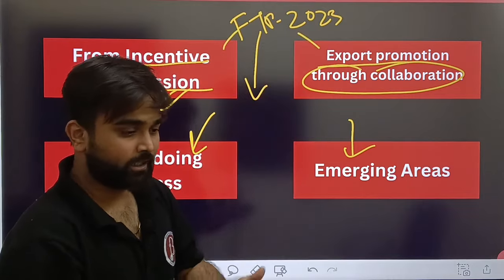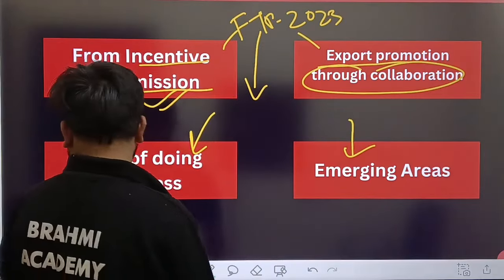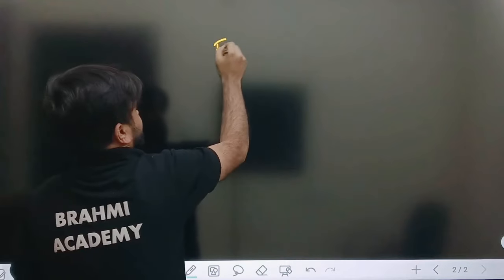1, 2, 3, and 4. These are the four pillars. Now, what's the story behind these four pillars? Let's understand. FTP.